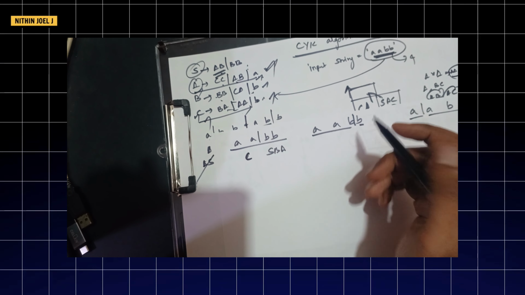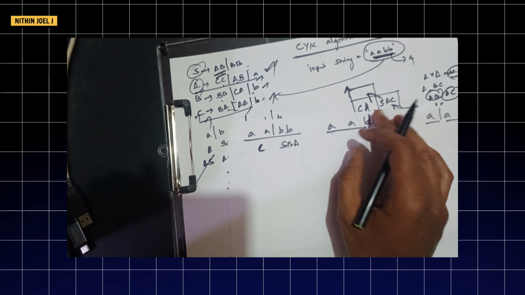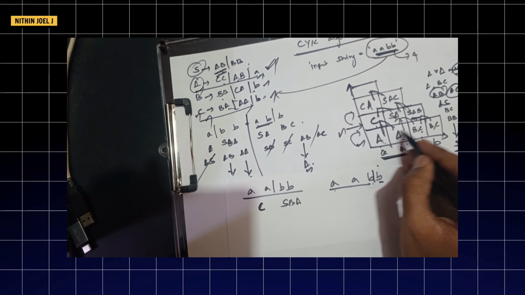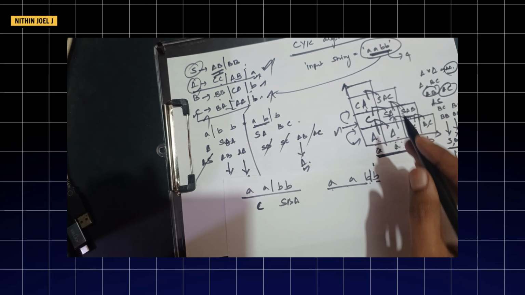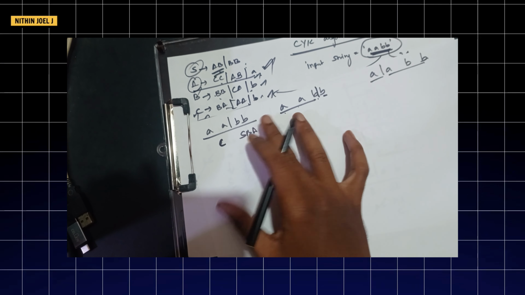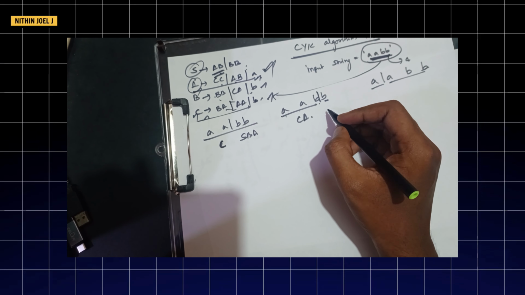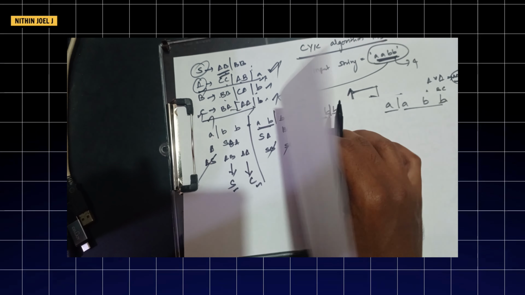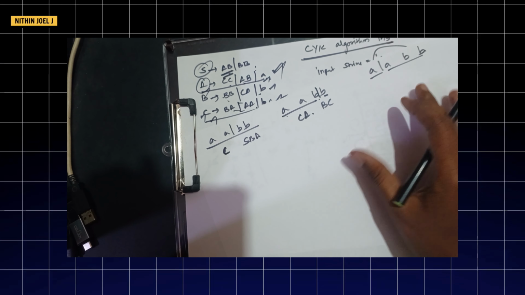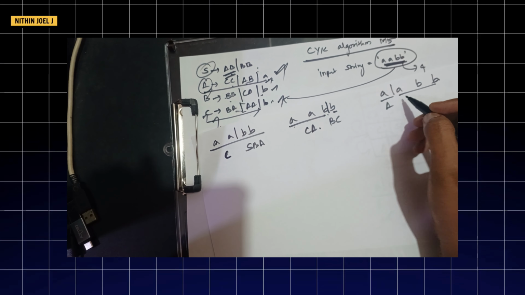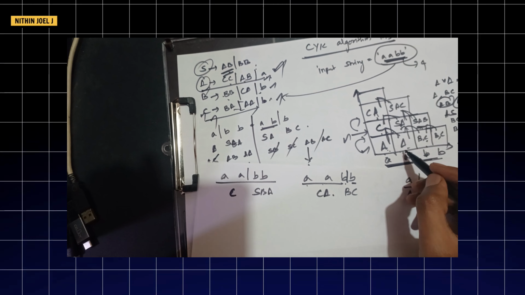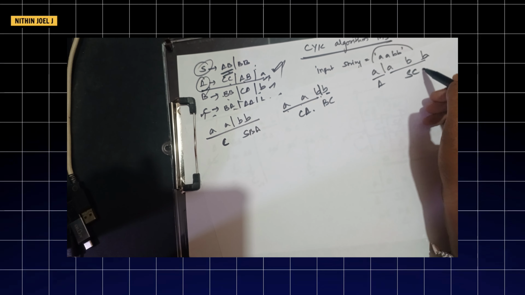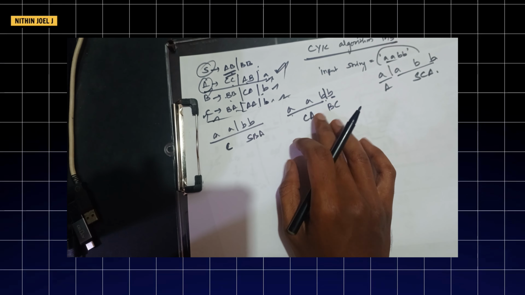And yeah. So now for AAB, if we check, so AAB, right? So for these three cells, we have CA over here. So this CA is written. And for B, we have BC over here. So BC. And for A, we have the terminal A now. And for ABB, we have SAC over here. SAC. So now we have to do the product over here.